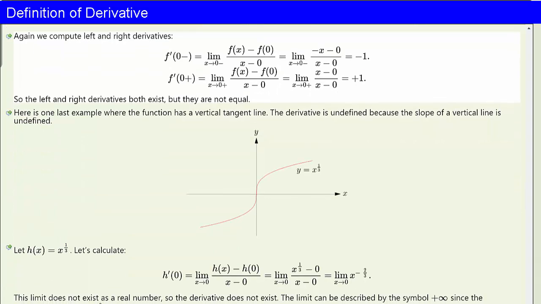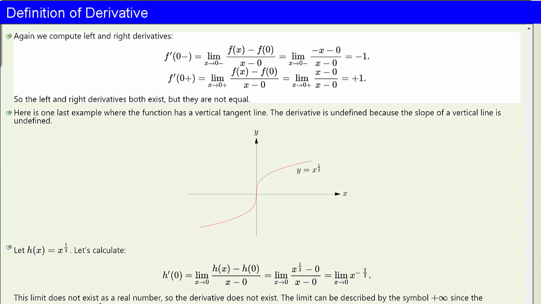So again we compute left and right derivatives. F prime at 0 minus is the limit as x goes to 0 from the left of the difference quotient, (f of x minus f of 0) over (x minus 0). And that's the limit as x goes to 0 from the left of (minus x minus 0) over (x minus 0), and that's minus 1.